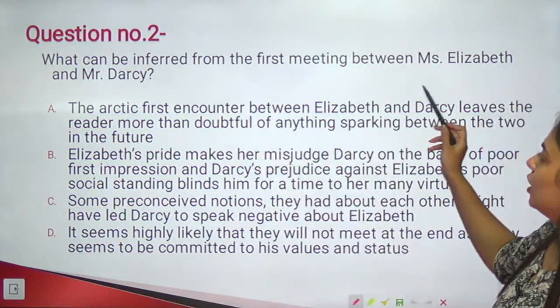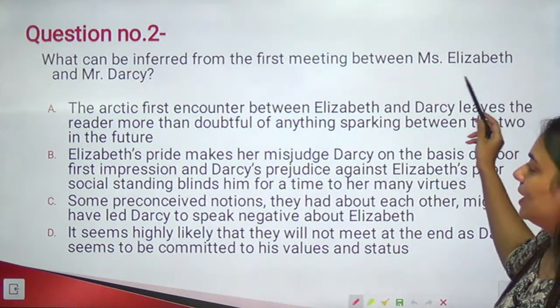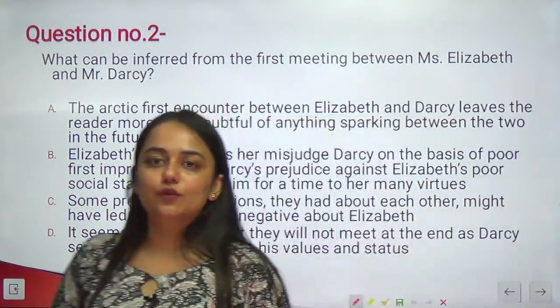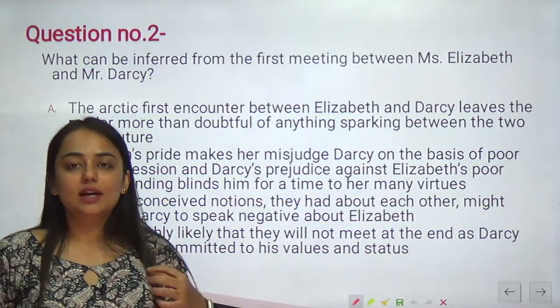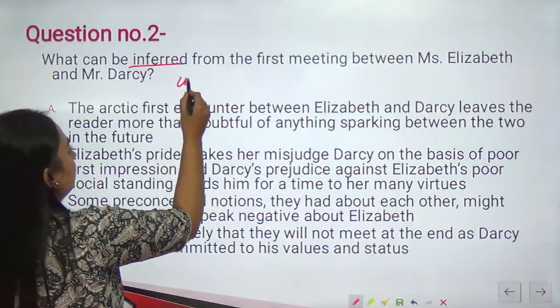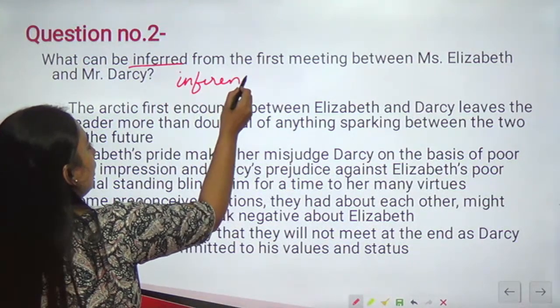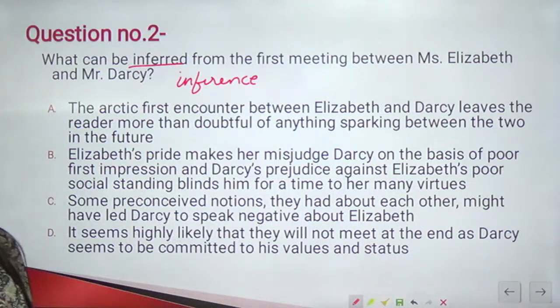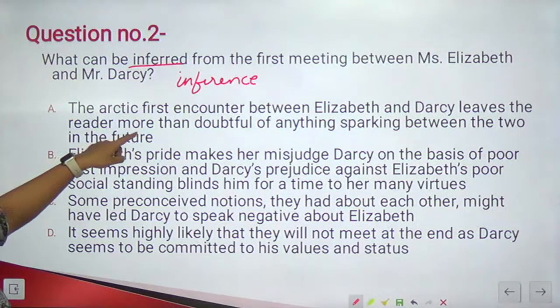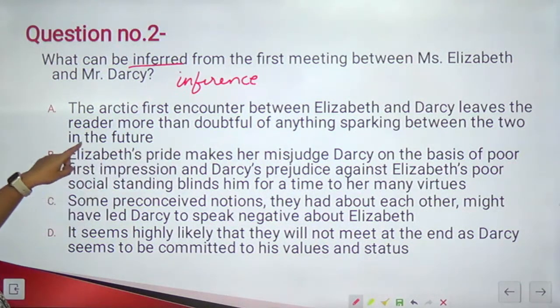What can be inferred from the first meeting between Miss Elizabeth and Mr. Darcy? So I have read the whole passage for you. What can you recall about the first meeting and the first impression? Now this is an inference question, the answer for which you will not find directly. Only if you understood the first part of the passage can you answer it. "The frosty first encounter between Elizabeth and Darcy leaves the reader more than doubtful of anything sparking between the two in the future." Is this the answer?